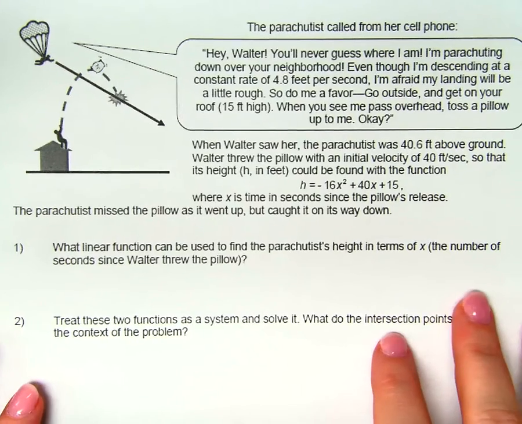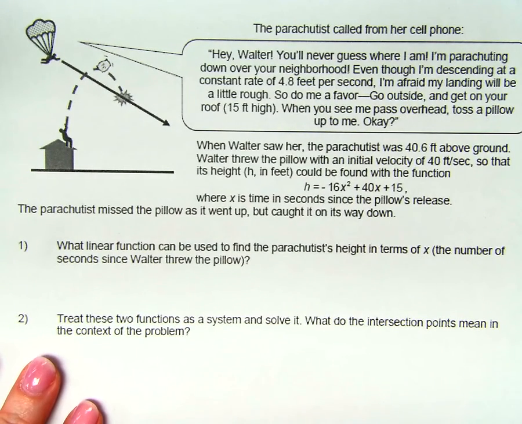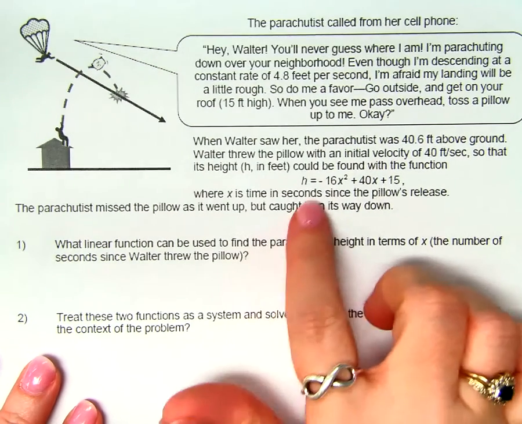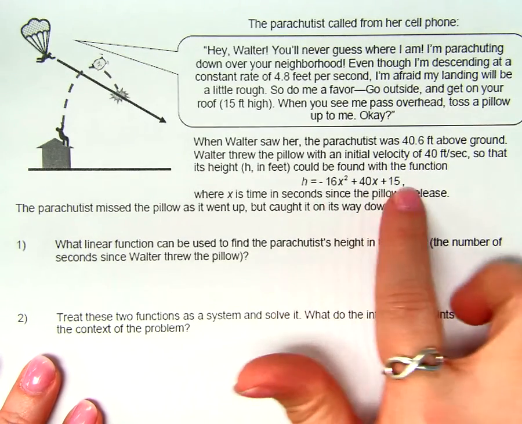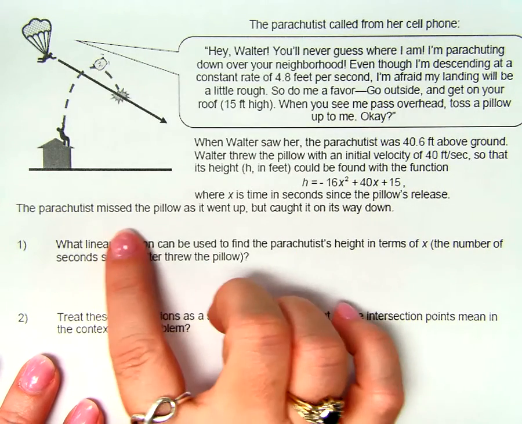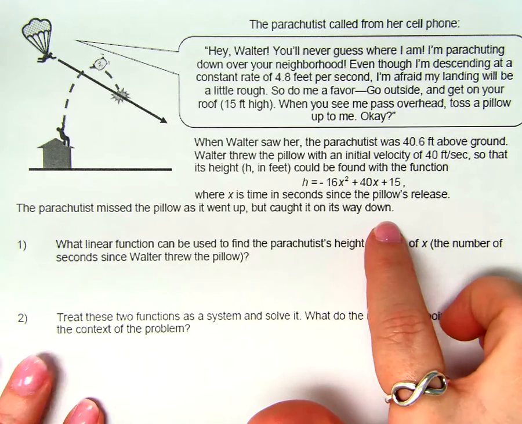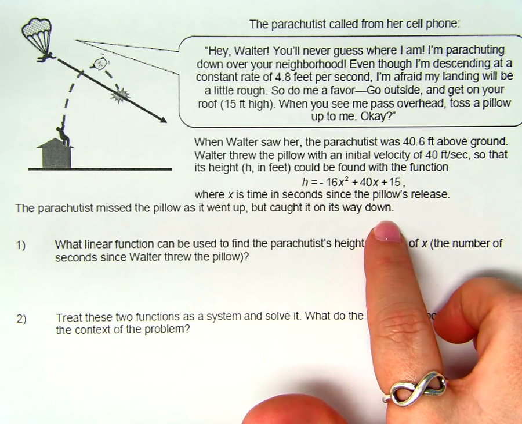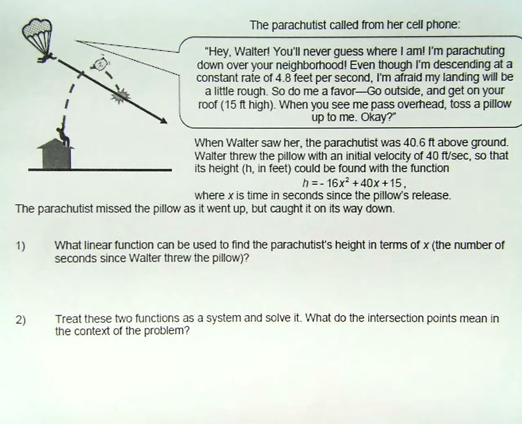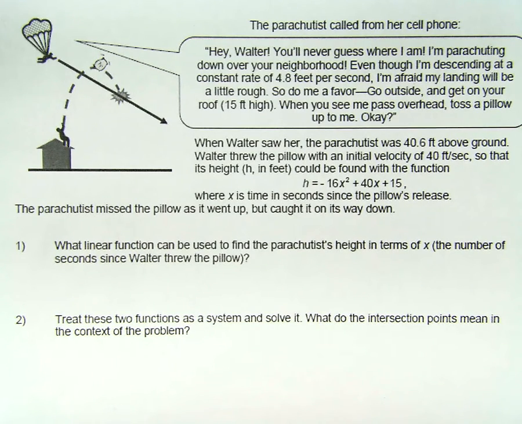So when Walter saw her, the parachutist was 40.6 feet above the ground. Walter threw the pillow with an initial upward velocity of 40 feet per second so that its height could be found with this function, where x is the time in seconds since the pillow is released. The parachutist missed the pillow as it went up, but caught it on its way down. Wow. So logic, just logic, yeah. She obviously does not play softball because she can't catch.